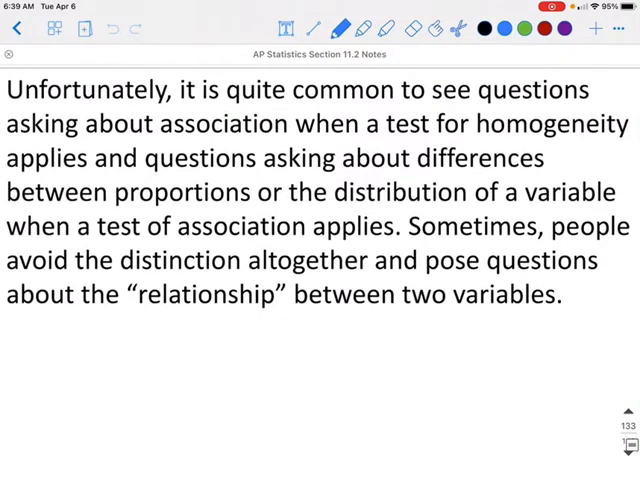Unfortunately, it's quite common to see questions asking about association when a test of homogeneity applies, and questions asking about differences between proportions or the distribution of a variable when a test for association applies. Sometimes people avoid the distinction altogether and pose questions about the relationship between the two variables.